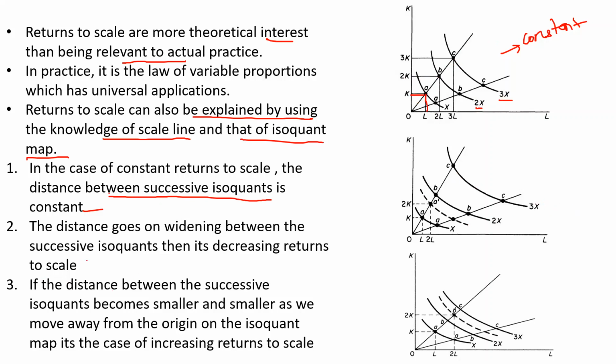Next, if the distance goes on widening, that is, the distance between the successive isoquants goes on increasing, then that is decreasing returns to scale.